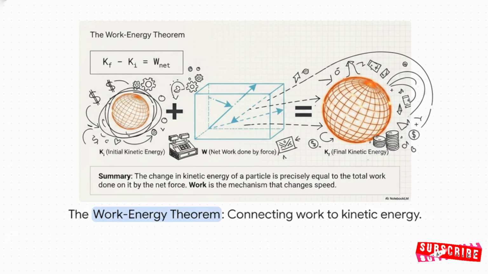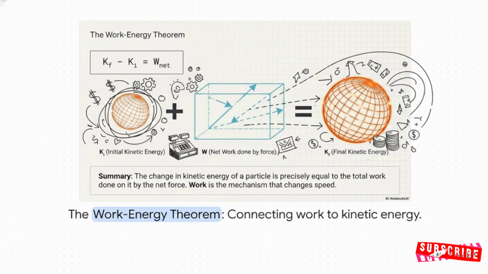Let's look at Section 5, the rate of exchange, where we calculate power. So we know how to transfer energy, but in the real world, we really care about how fast we can do it. If work is the total energy transferred, power is simply how fast that transfer happens. It's work divided by time.